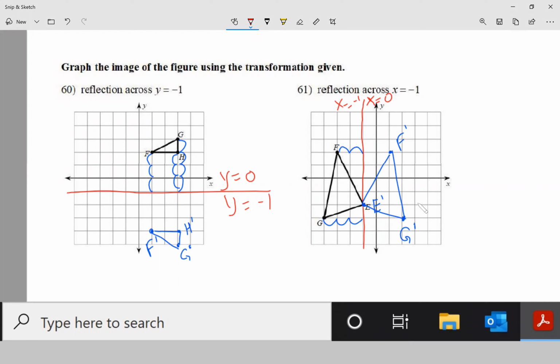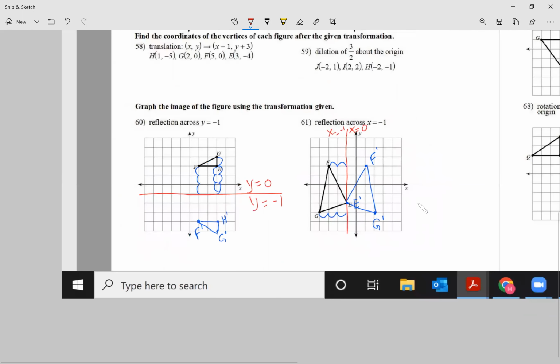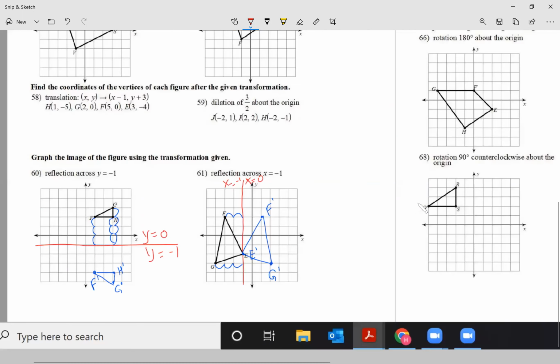Okay, so a couple of things I want to emphasize. When it comes to reflection, I count the distance. So I counted the distance on one side and it reflected on the other side. Now for your homework, I'm just going to ask for the coordinates of a specific point. If you can do one point, I'm pretty sure you can do the others. Now these were not special cases, so I didn't use the special cases rules. Now let's take a look at question number 62.